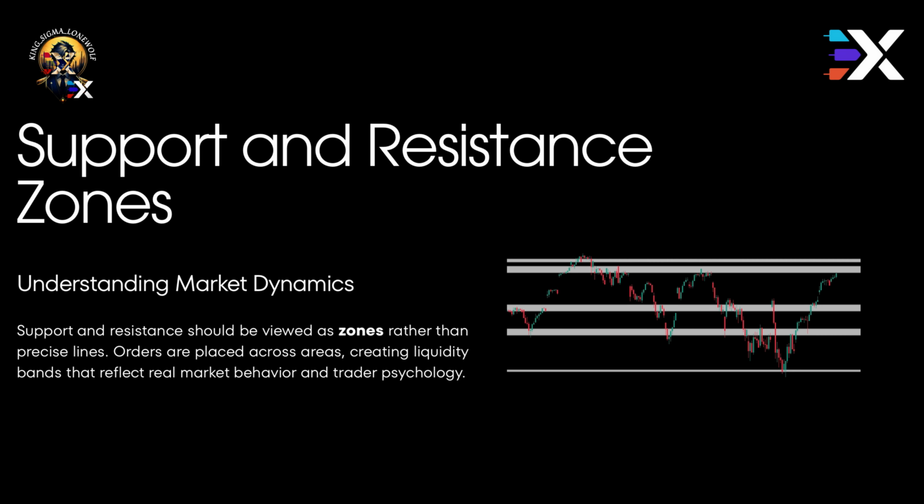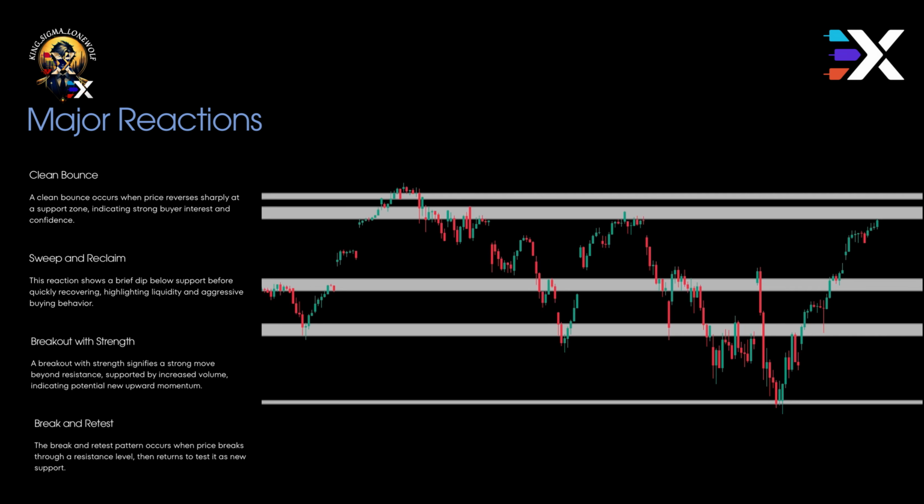Once someone draws the zones, what are they actually looking for? 4 reactions: a clean bounce, a sweep where price dips through the zone to take stops and then snaps back, a breakout with conviction, and a break and retest, where price moves through the zone and returns to test it before continuing.